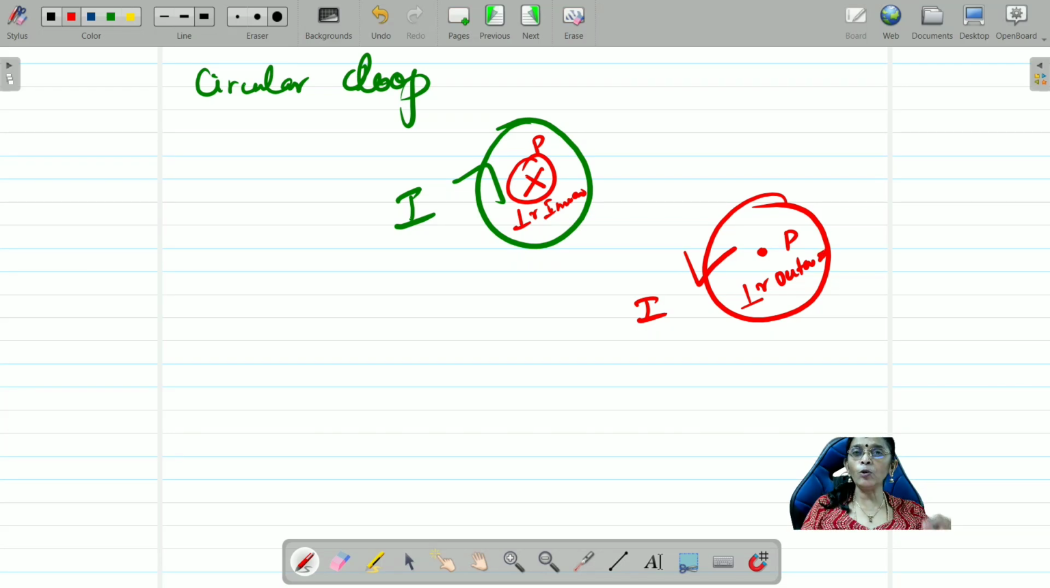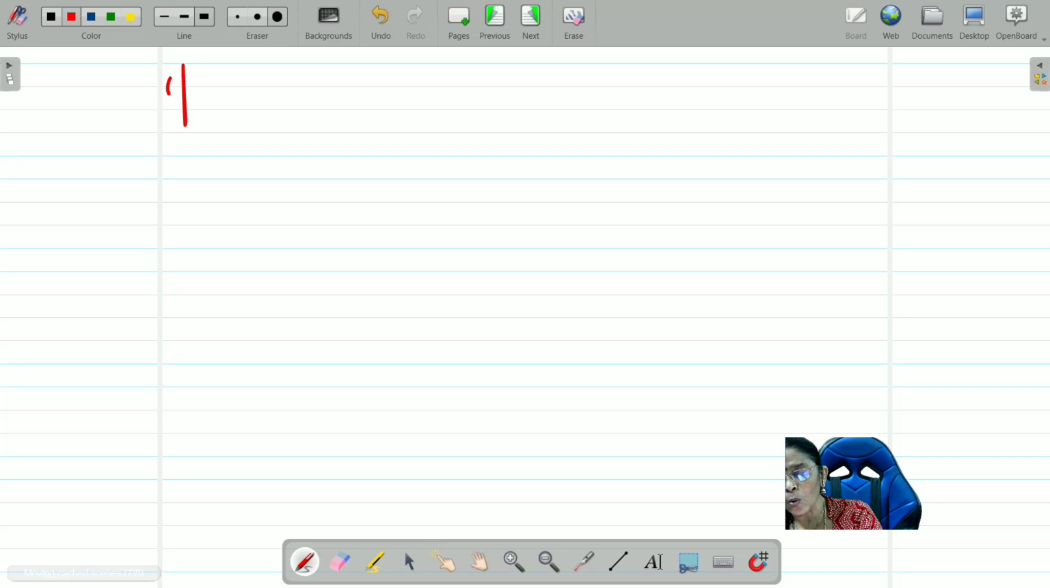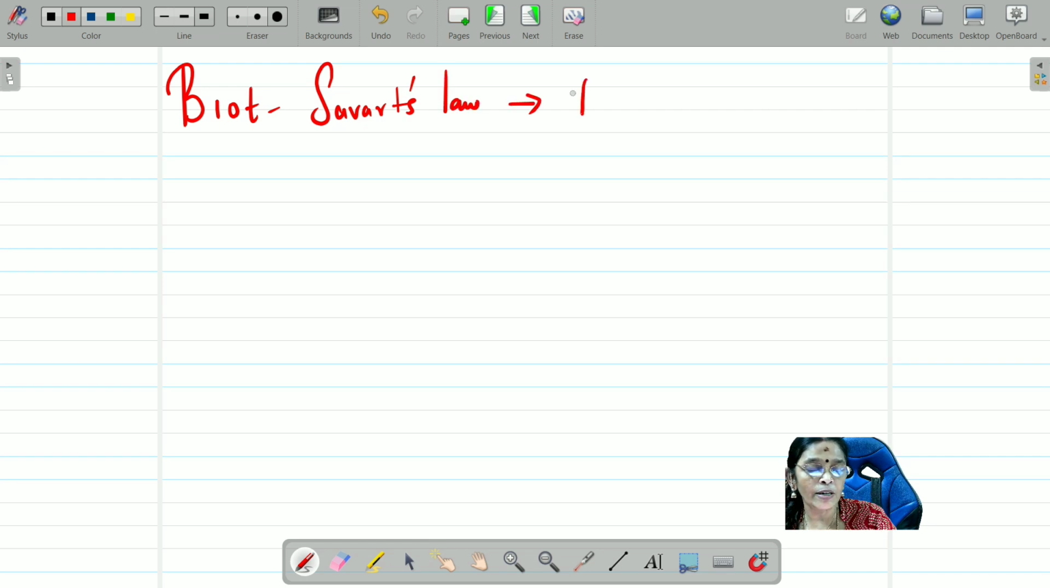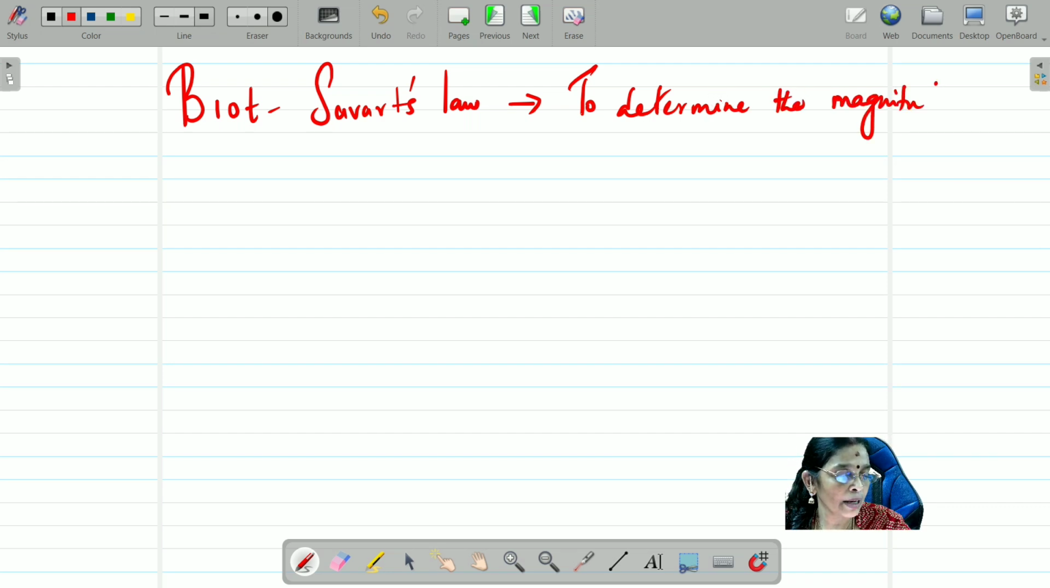In order to find out the electric field, we always use Gauss law. In order to find out the magnetic field, we are going to use the law called the Biot-Savart law. What law? Biot-Savart law. So I'm using Biot-Savart's law to determine the magnitude of the magnetic field.